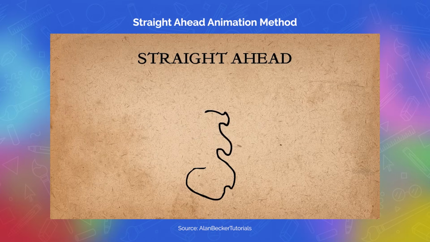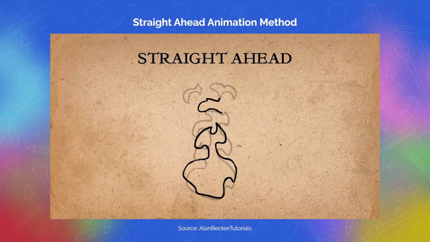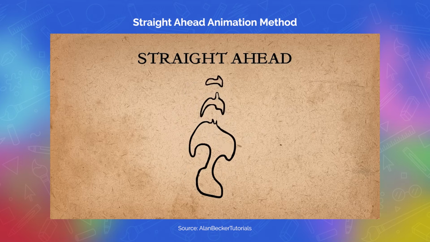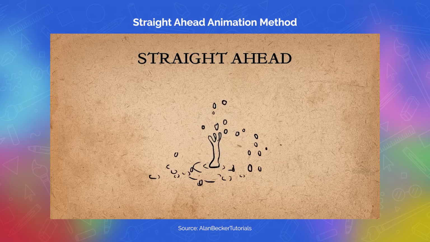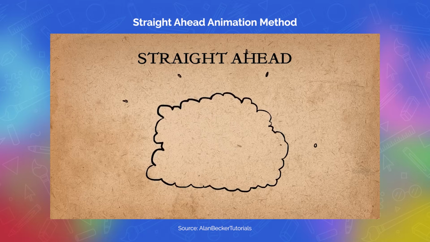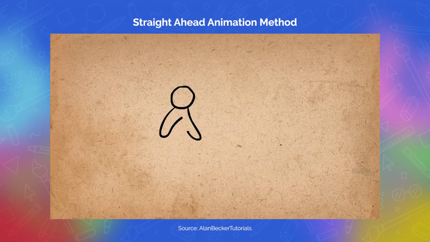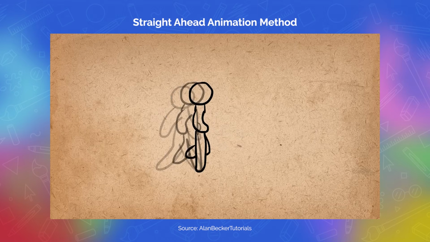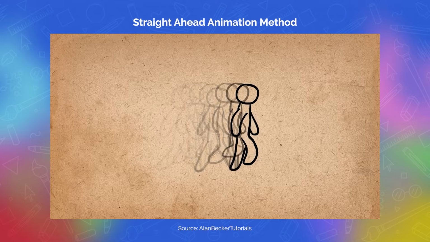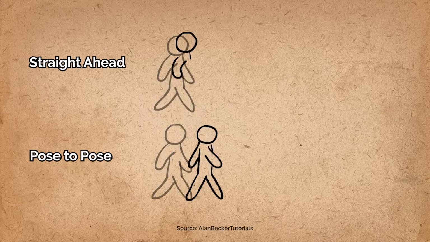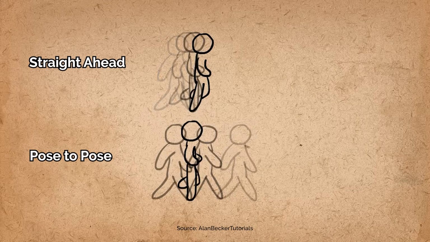The straight ahead method is great for tackling anything that's unpredictable. It's used a lot for fire, hair, bubble, smoke, and in this case, water. To animate with straight ahead, you simply animate one frame at a time in a chronological order, hence the name, straight ahead. In contrast, with pose to pose, you move back and forth on the animation timeline.